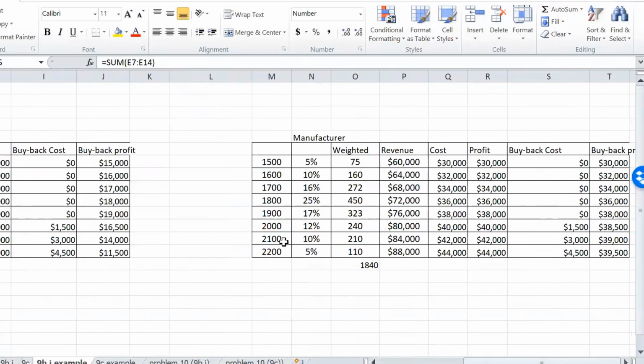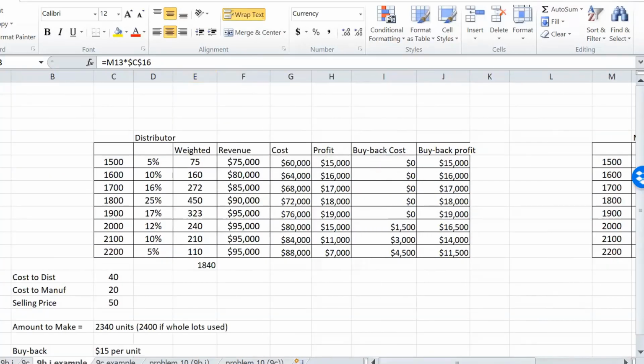After he buys 2,000 units, all you would do is at 2,100, you would just change your revenue to whatever the new price is that the manufacturer offers. So the revenue would go down, and obviously when the revenue goes down, your profit will go down also. But then you look at the distributor. In this case, the cost would be lower.